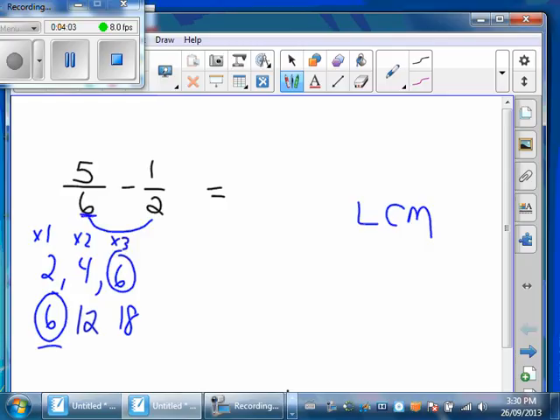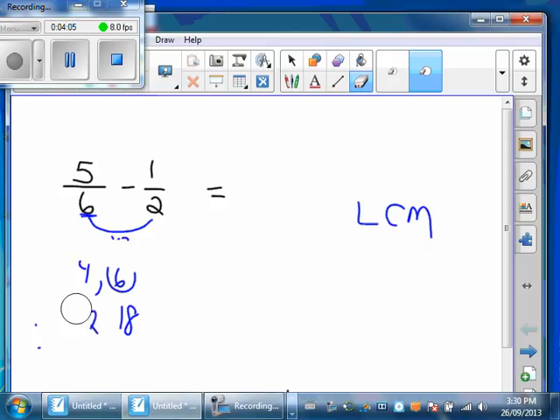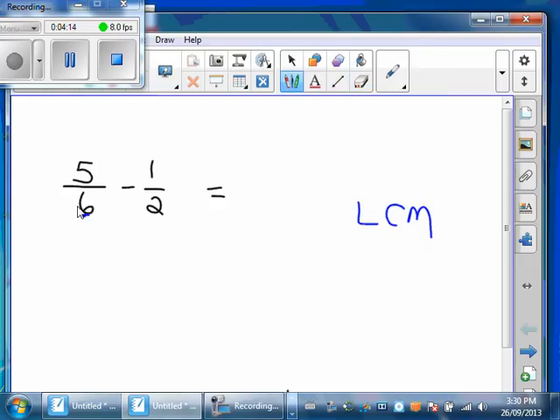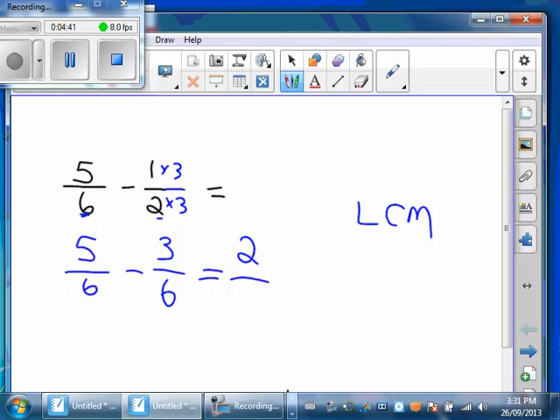The only one we're going to have to change is 1/2. So how do we do that? Well, we're going to have to multiply this number in order to change this into something over 6. So, extend it out. How many multiples do we have to have in order to turn that into 6? Well, we have to multiply it 3 times. And when we multiply the bottom, we also have to multiply the top. So now our equation becomes 5/6 minus 3/6, which equals 2 over 6.